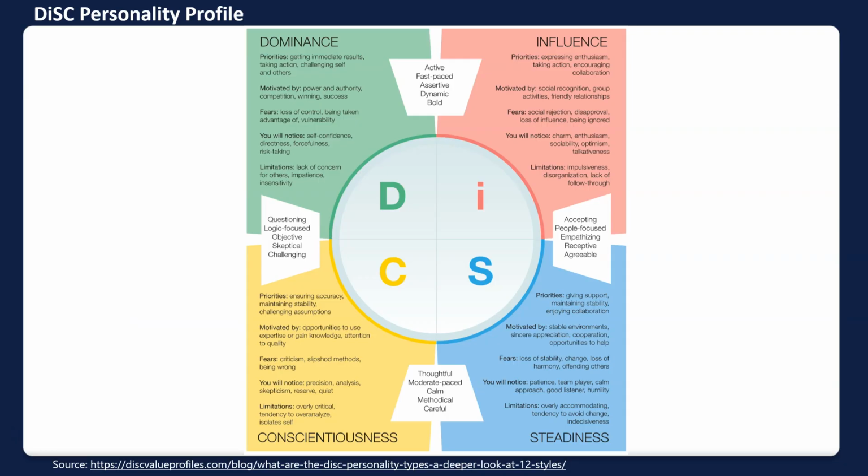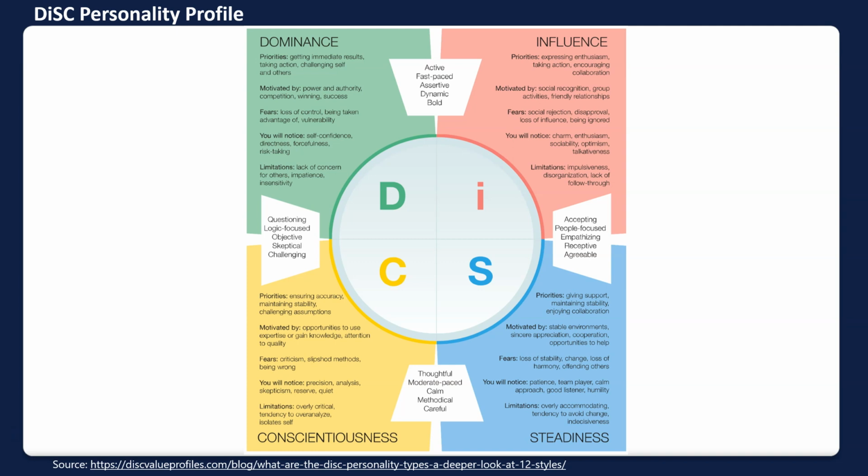So many of you have probably heard about the DiSC personality profile. It's one of the most widely used personality profiles out there. It basically identifies how strong you are across 4 different dimensions: dominance, influence, conscientiousness, and steadiness. And then you can go across the axes.